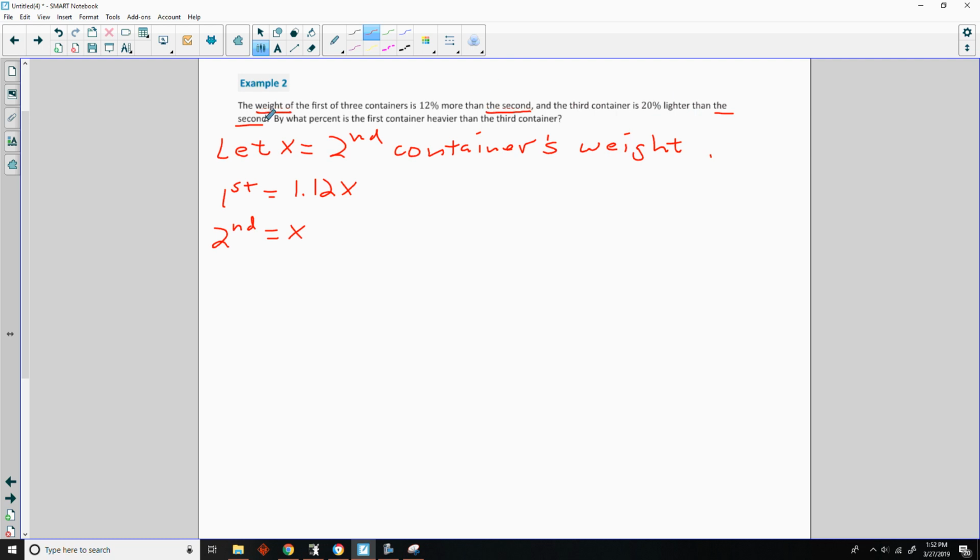And the third container is 20% lighter than the second. So if the second's 100%, 20% lighter than 100% is 80%. So I'm going to let the third container be 0.8x. So there's the first container, 12% more than the second. The third container is 20% less than, or lighter than, the second container. By what percent is the first container heavier than the third container?